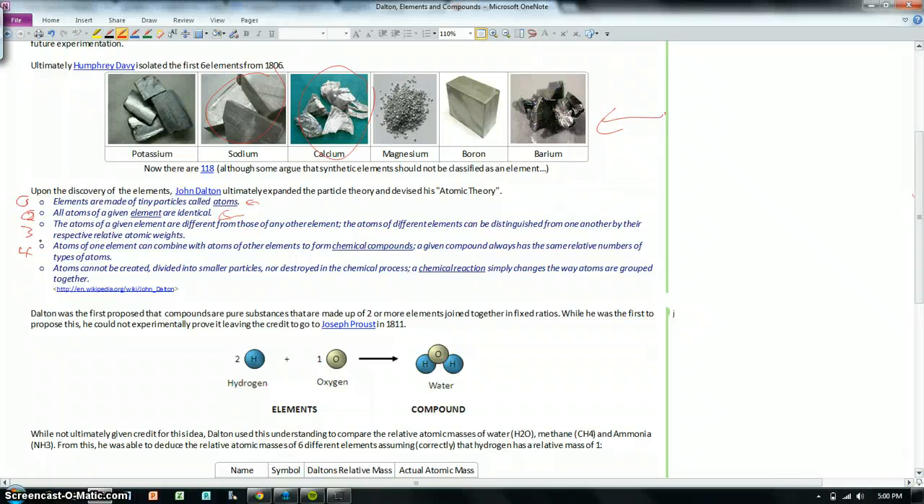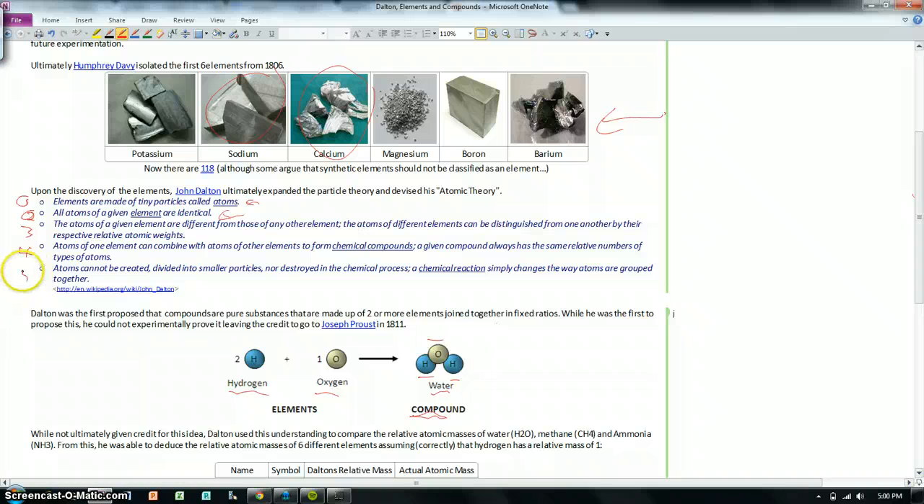So another example of a particle, right? If you look down here, water is a compound, but it's made up of the elements hydrogen and oxygen. And a given compound always has the same relative number. So this compound, water, will always have 2 H's and 1 O. If it has a different ratio, it becomes a different compound.